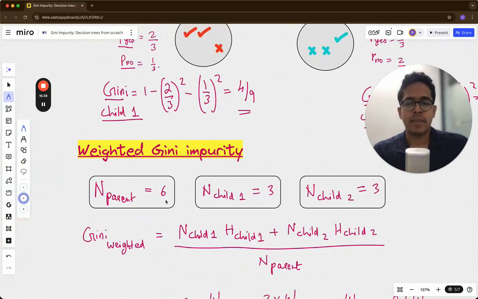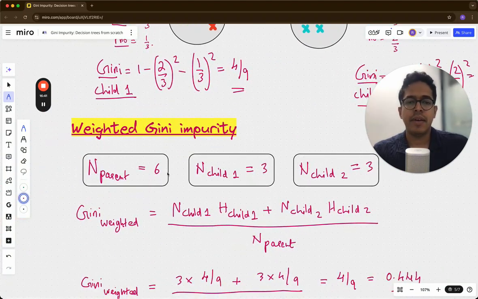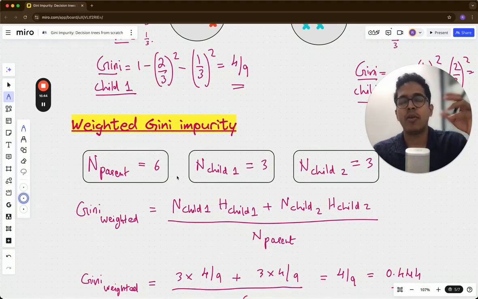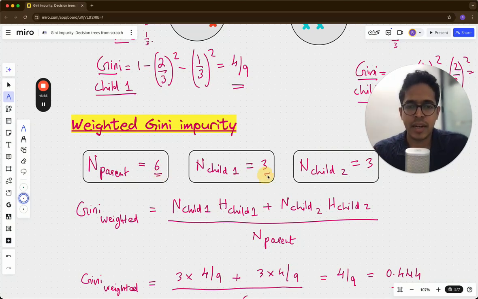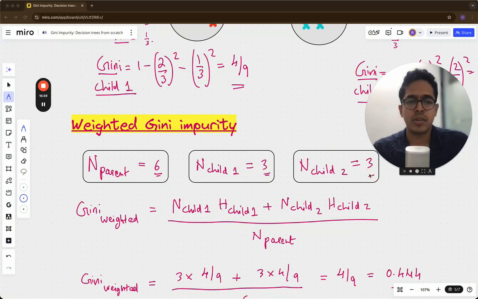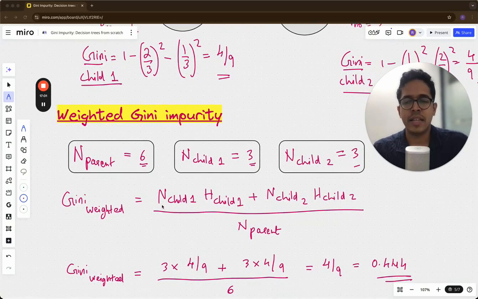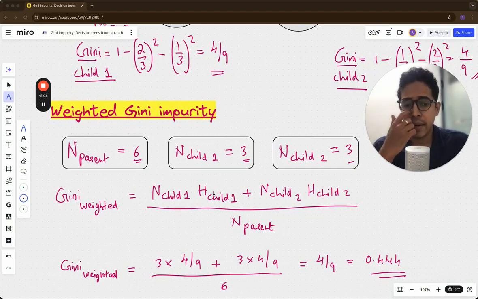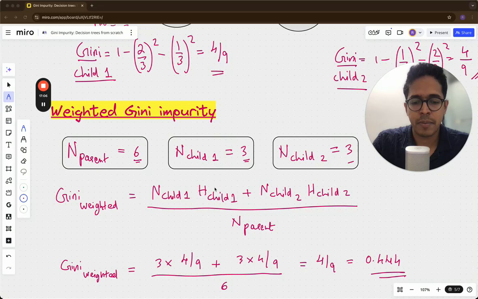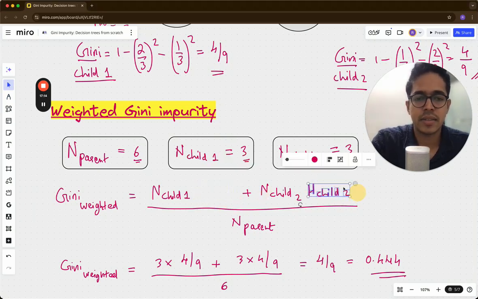Now we calculate something called weighted Gini impurity. Weighted Gini impurity is nothing but you look at how many data points are there in each of the children, you calculate the Gini impurity of individual children, and then you do a weighted average. So here, parent has 6 data points, out of which 3 went to child 1 and 3 went to child 2. So now the weighted Gini impurity is the, here I put H. H is entropy. Let me write this as Gini impurity instead of H. So this is technically not correct.